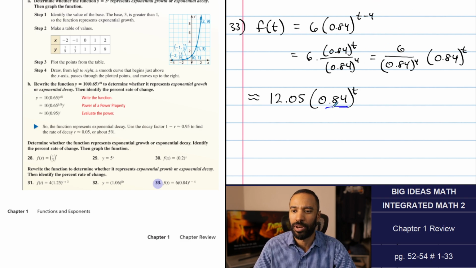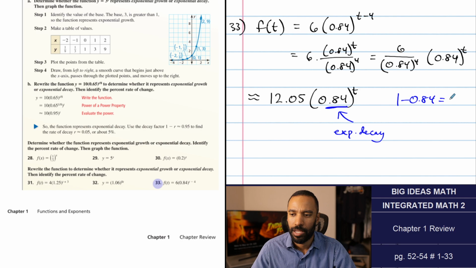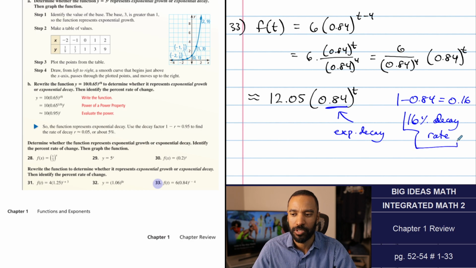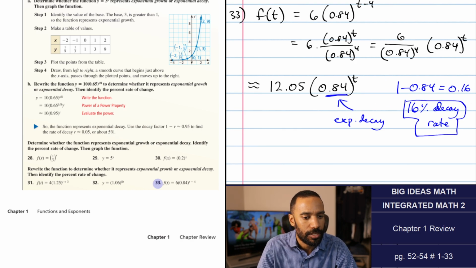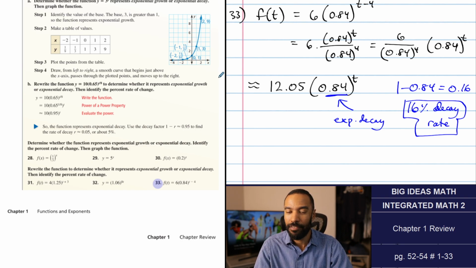What does matter is the 0.84. Once again, that makes it a decay. And 0.84 is 0.16 away from 1. That makes it a 16% decay rate. 84% is 16% away from 100%. It's 16% loss. And that would be the final one, making sure that's all it is. And that's all we have, guys. That ought to do it.